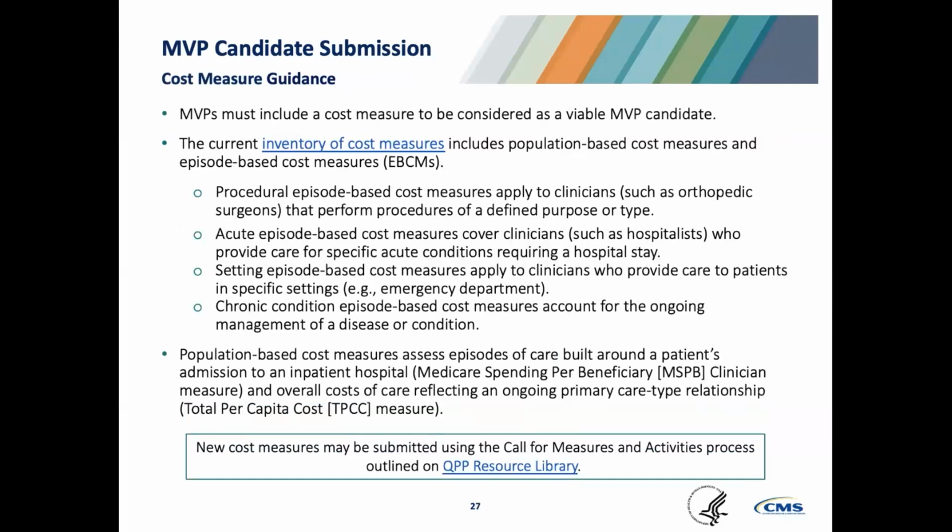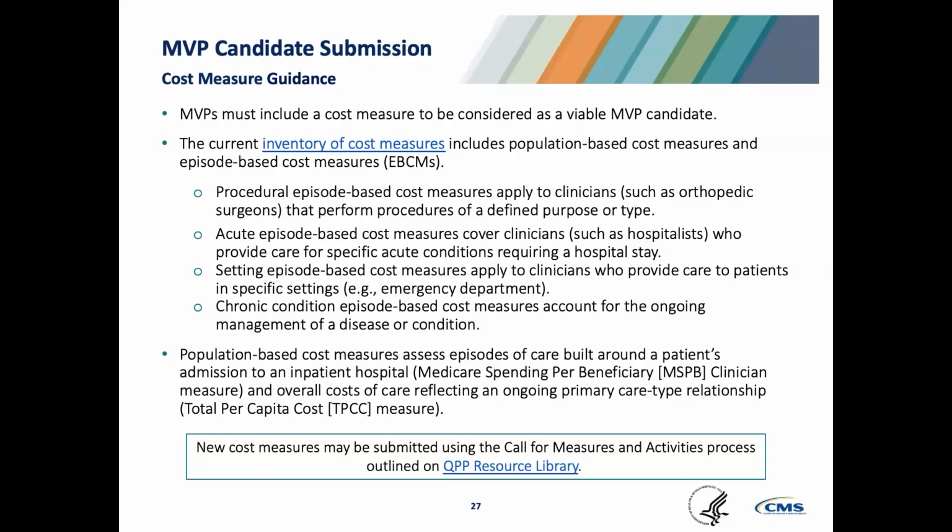And finally, the cost measure performance category guidance. MVPs must include a cost measure to be considered as a viable MVP candidate. The current inventory of cost measures includes population-based cost measures and episode-based cost measures. Procedural episode-based cost measures apply to clinicians, such as orthopedic surgeons, that perform procedures of a defined purpose or type. Acute episode-based cost measures cover clinicians, such as hospitalists, who provide care for specific acute conditions requiring a hospital stay.